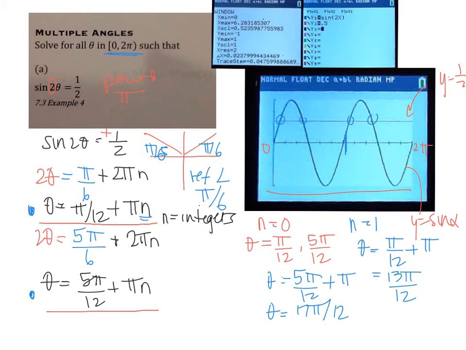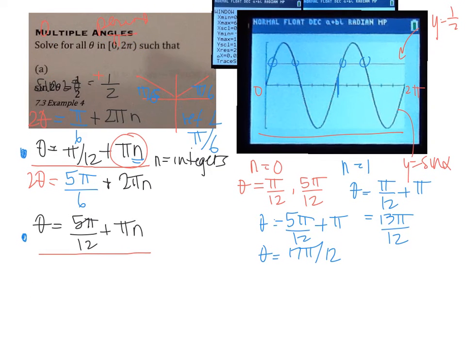Now if I let n equal 2, I'm going to be over 2 pi. If n is 2 here, I have 2 pi plus pi over 12. I don't want my values of theta to be over 2 pi. So, oops, I didn't want to do that. So what that does for us is it gives us values of theta that work for this equation: pi over 12, 5 pi over 12, 13 pi over 12, and 17 pi over 12.